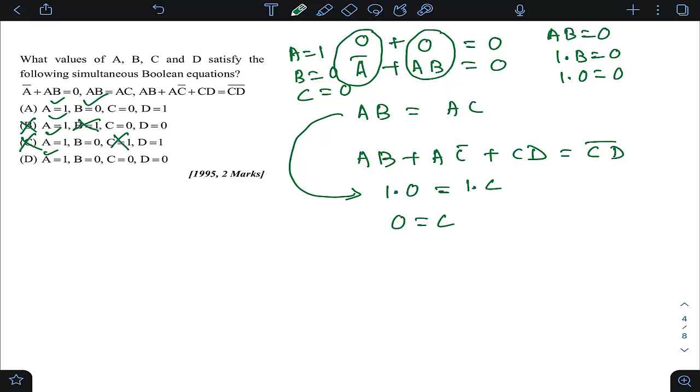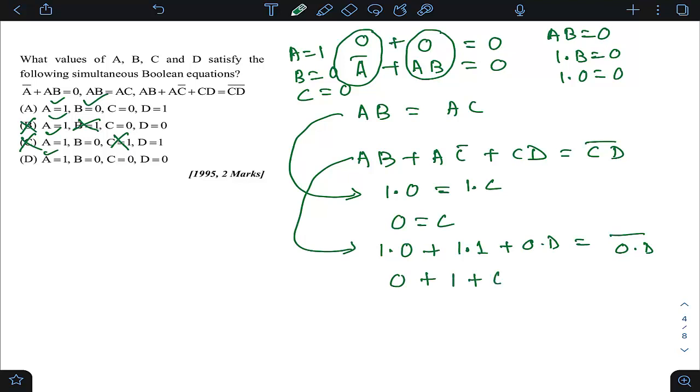Now let us substitute the ABC values in this equation to get the value of D. A dot B is 1 dot 0, A dot C bar is 1 dot C bar; C is 0, so C bar is 1, and 1 dot 1 plus CD, where C is 0, so 0 dot D, equals CD bar. So this is 0 plus 1 plus 0.